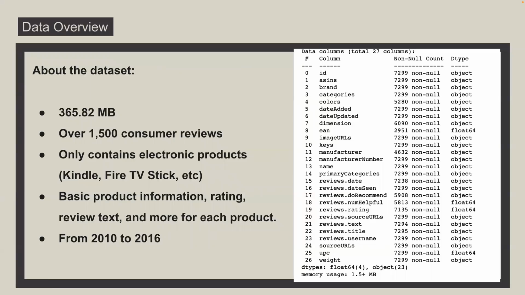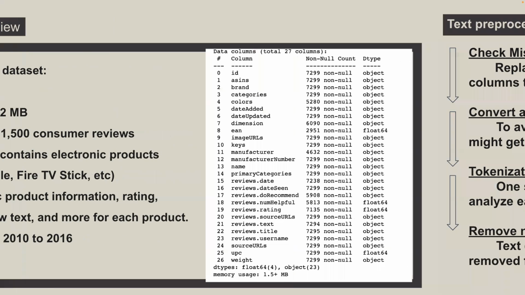So you may see a lot of electronic product words. Next, it contains the basic information we need for this project, like rating, review text, title. And this dataset collects info from 2010 to 2016.